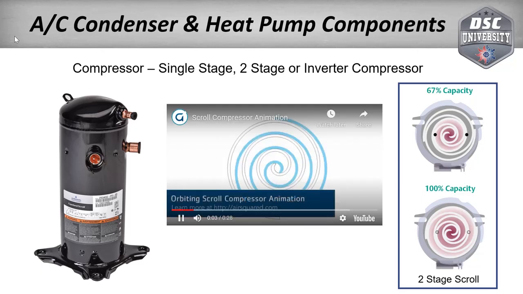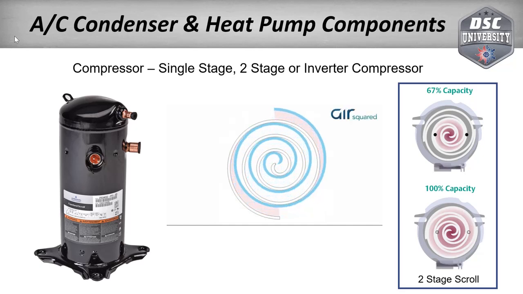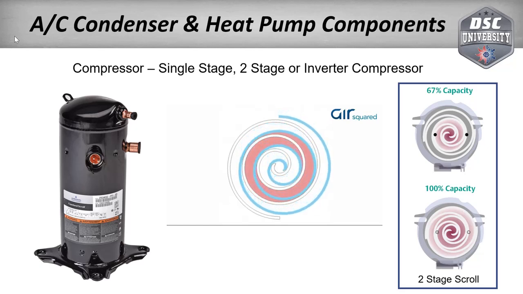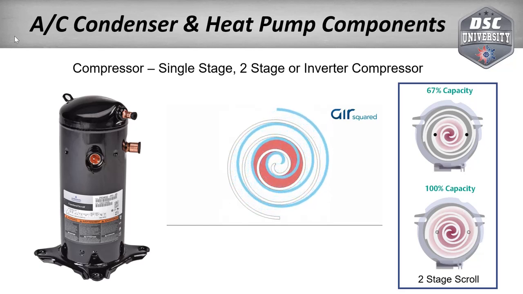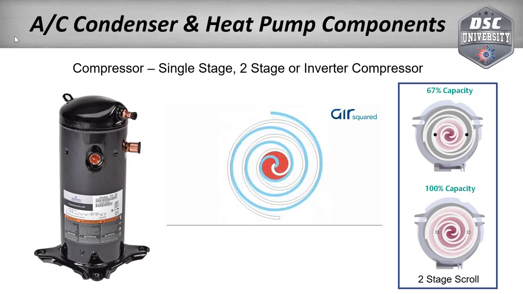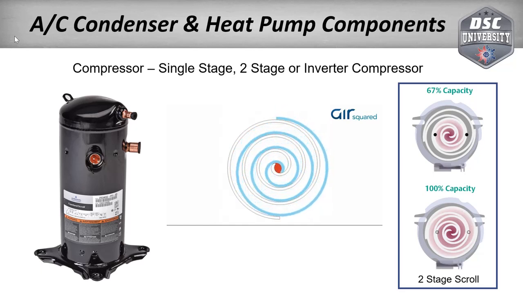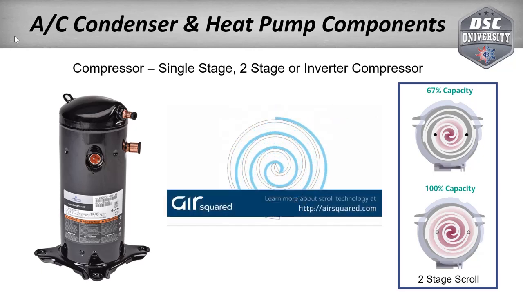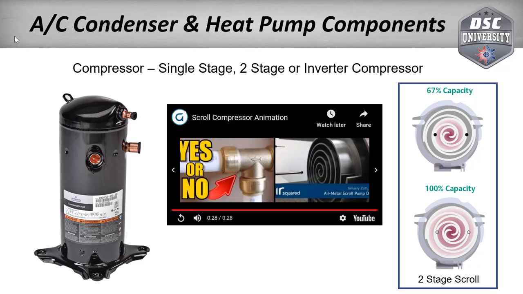So here's a little video that shows we're looking down on the top of the scroll. You'll see that one of the spirals stays still while the blue spiral orbits around it, and as it does, it pulls gas in through the outside and spirals it all the way down to the middle, so the circles keep getting smaller and tighter as that gas goes down through there, compressing the gas and then pushing it out through the center, which actually comes out through the top port on the compressor, out into the system. So it's very simple: you have a motor that sits down in the bottom that turns a shaft and makes that scroll move around like this and pump the refrigerant.